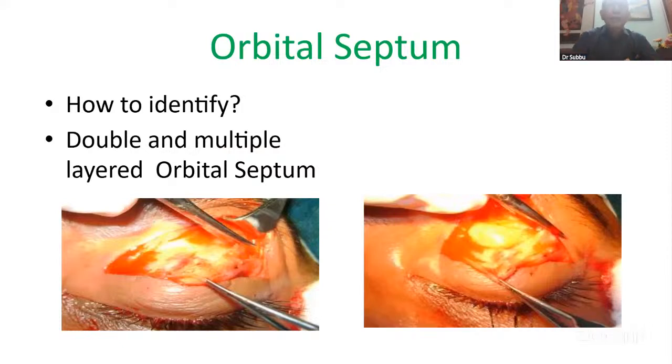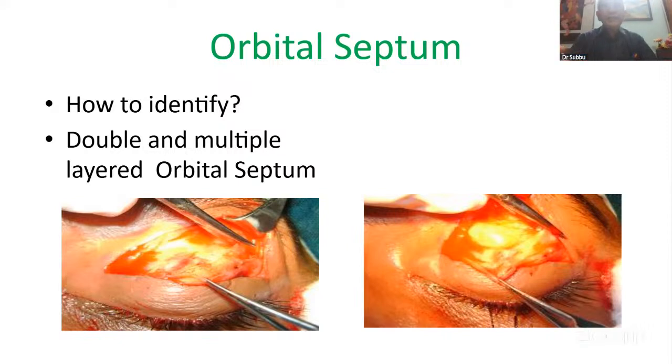After that, we will go to the orbital septum. The orbital septum is the boundary between the lid or adnexal structures and the orbital structures. Everything in front of the orbital septum is lid. Everything behind it belongs to the orbit. How to identify it? The orbital septum arises, as I said, from the anterior surface of the levator palpebrae superioris and gets anchored all down to the periorbita, both in the upper lid as well as the lower lid. Sometimes it could be infiltrated with fat.